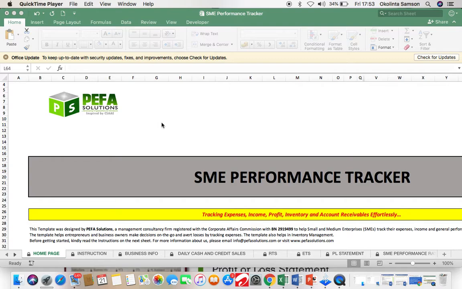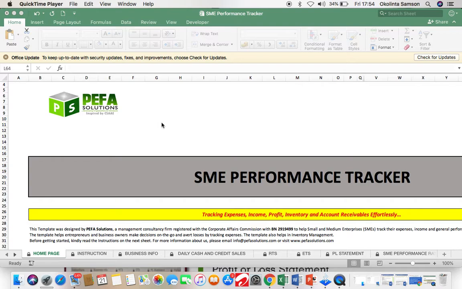It's a very new idea, although we have some of these accounting tools already, but these tools are very expensive and all of that. So we decided to make something that would be very cost effective and affordable to many business owners.